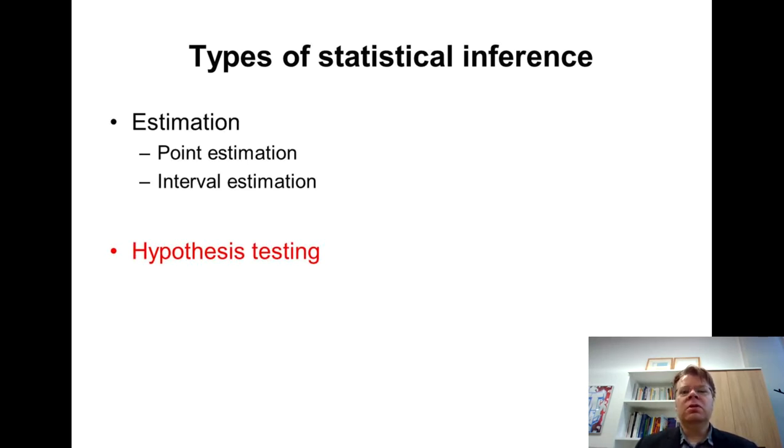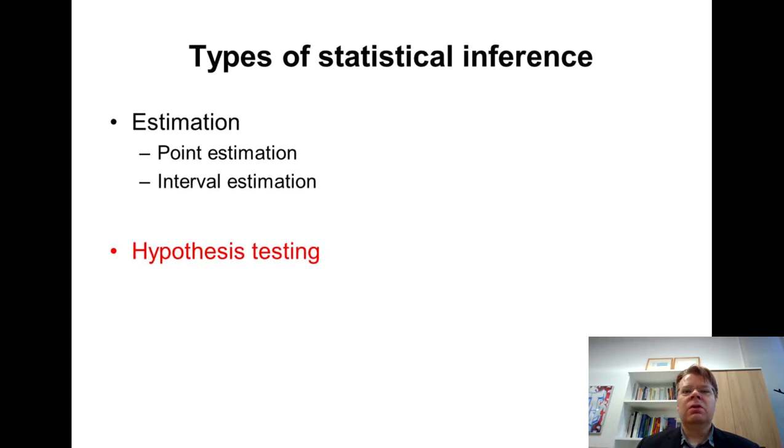In contrast to estimation, where we start from a clean table, in hypothesis testing we always have some kind of prior statement about the parameter value of interest. This prior statement could come from theory, from some prior empirical work, or from a rule of thumb or whatever. But at least there is always some kind of prior statement about what the parameter is believed to be.